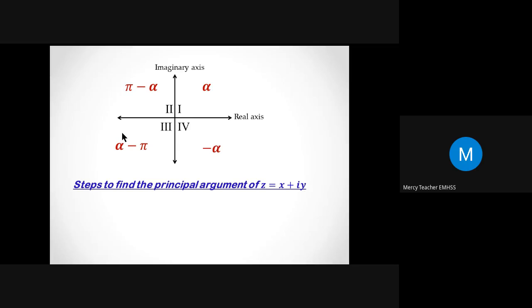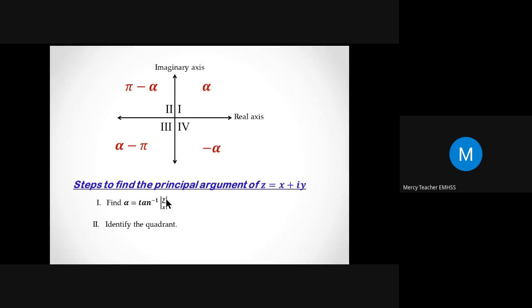This is very important. Now we are going to find the principal argument of z equal to x plus iy, and we have some steps to find it. Let us see the steps one by one. What is the first step? In the first step, you need to find the value of alpha. What is alpha? In the previous two to three slides, we studied the argument formula, theta is equal to tan inverse of y by x. The same formula you can apply here: alpha is equal to tan inverse y by x. This is your first step, you need to find the value of alpha.